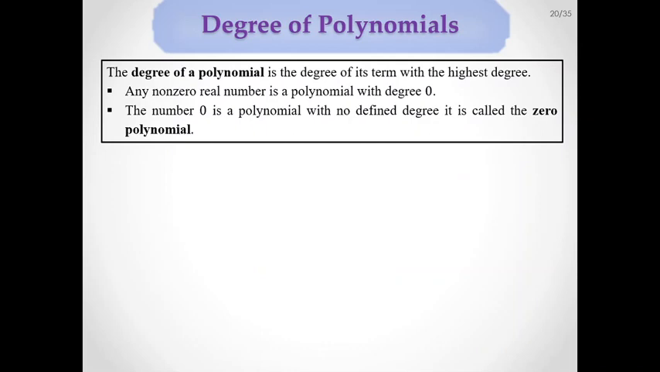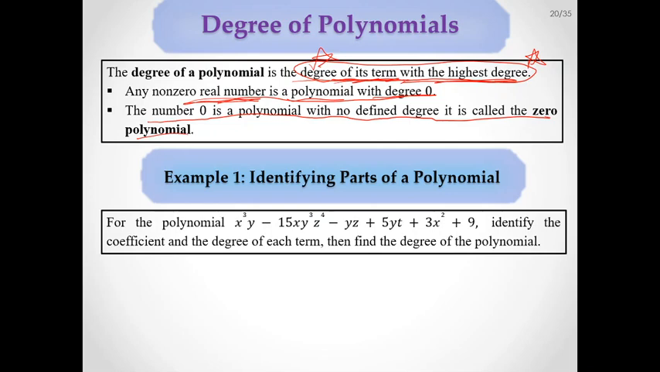Degree of polynomials. The degree of a polynomial is the degree of its term with the highest degree. A non-zero real number is a polynomial with degree 0. We will accept this way. And the number 0 is a polynomial with no defined degree, called the zero polynomial.